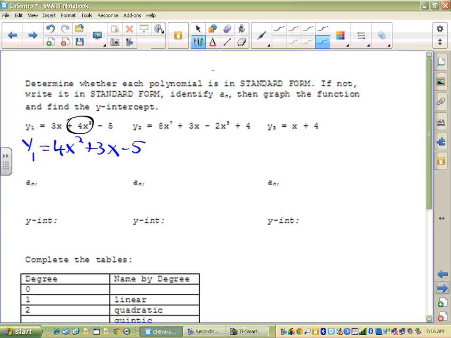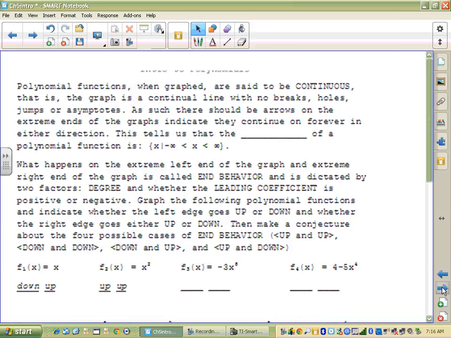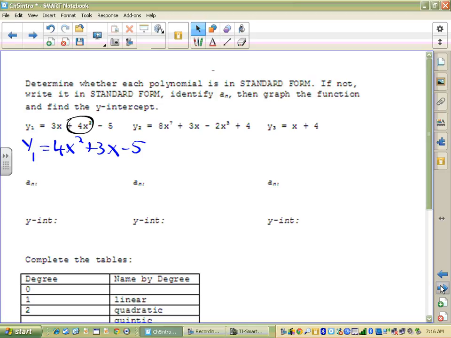So we did that. Identify a sub n. A sub n is the constant term all the way on the end. It's the one that has an exponent of 0, even though you really don't see it. So we're looking for the constant. The constant in this particular term is -5.